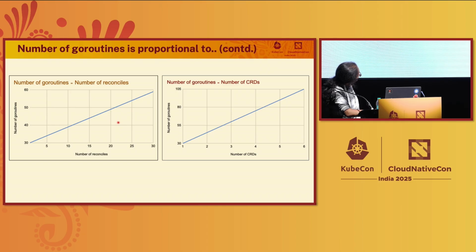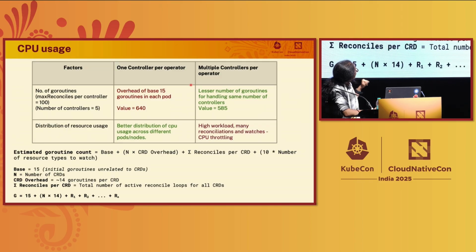Your number of Go routines is directly proportional to the number of reconciles. How much do you want to be processed? What kind of parallel processing do you want for your resources? And it depends upon the number of CRDs. Now, given that we understood this, I came up with a basic formula based on some experiments that I did. How can we estimate the number of Go routines?